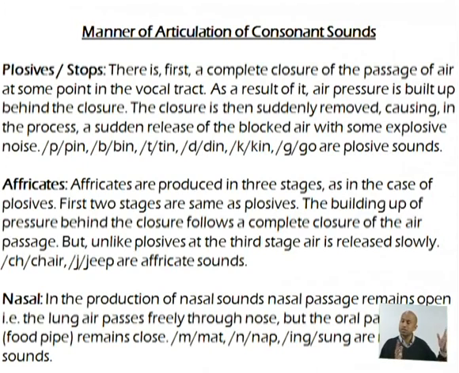The first 2 stages are the same as plosives. Now, the building of air pressure behind the closure follows the complete closure of air passage. But unlike plosives, at the 3rd stage the air is released slowly. Before we say the written p, if we stop, you feel air is blocked behind the closure of the lips. And then we open the lips to let the air out in one go, and it says p, p.